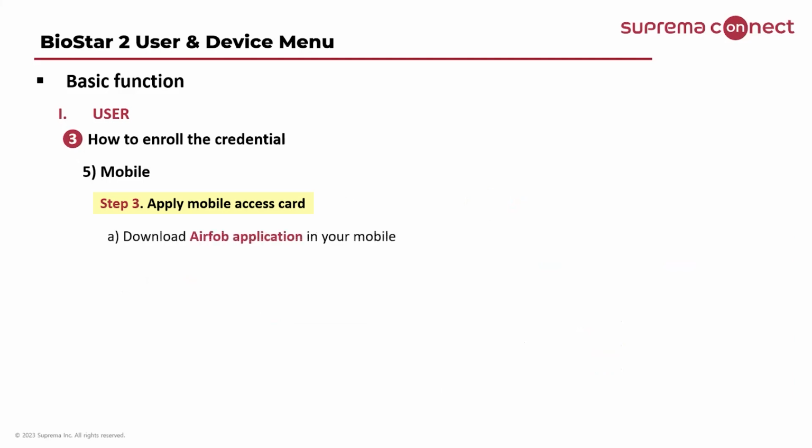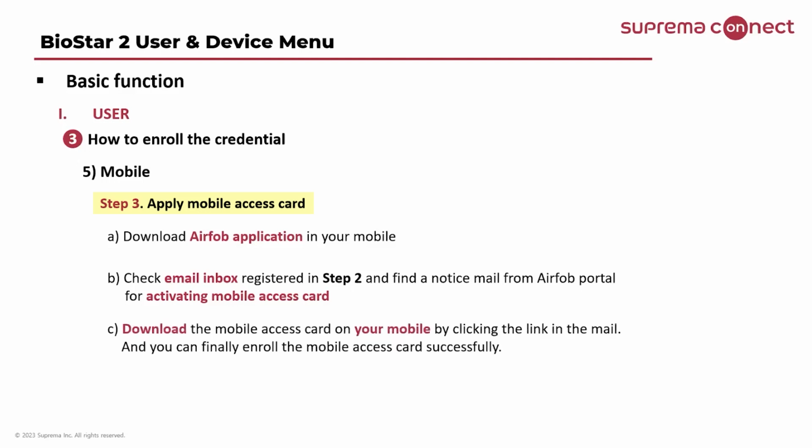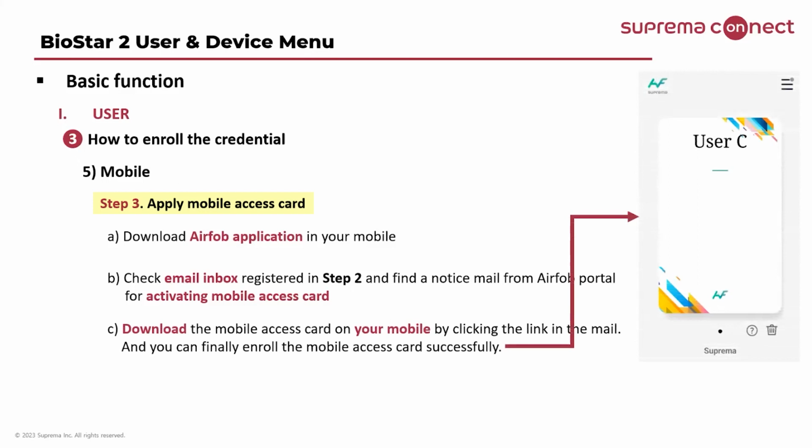Step 3. Apply for mobile access card. First, download the Alpha application on your mobile. Then, check your email box registered in Step 2 and find an email to activate your mobile access card. And lastly, download the mobile access card on your mobile by clicking the download link in the email. After that, you can find the Activate Mobile Access Card in your mobile application.